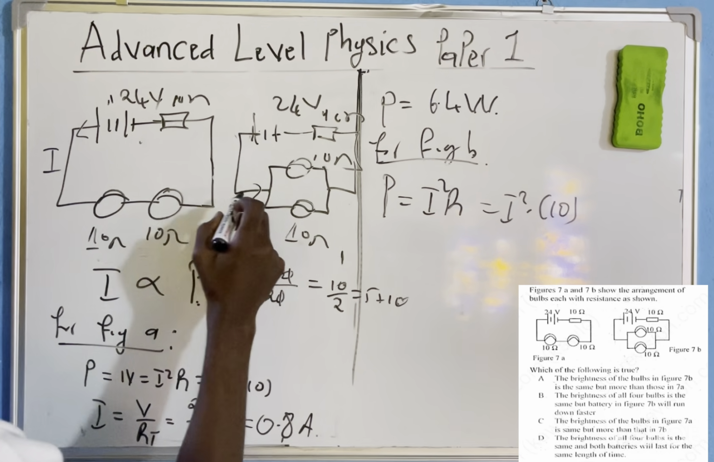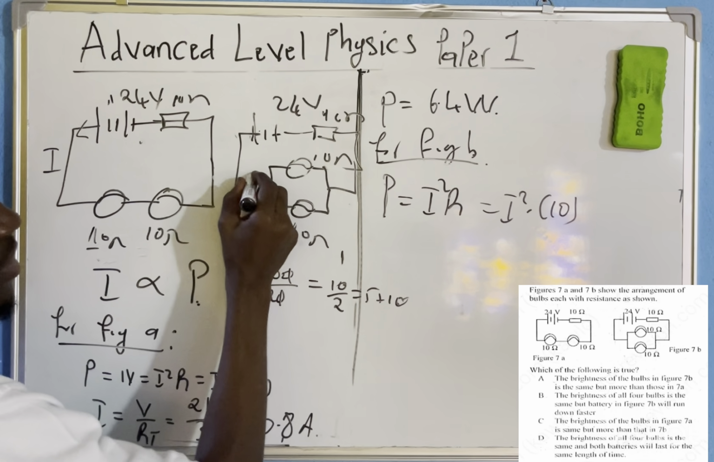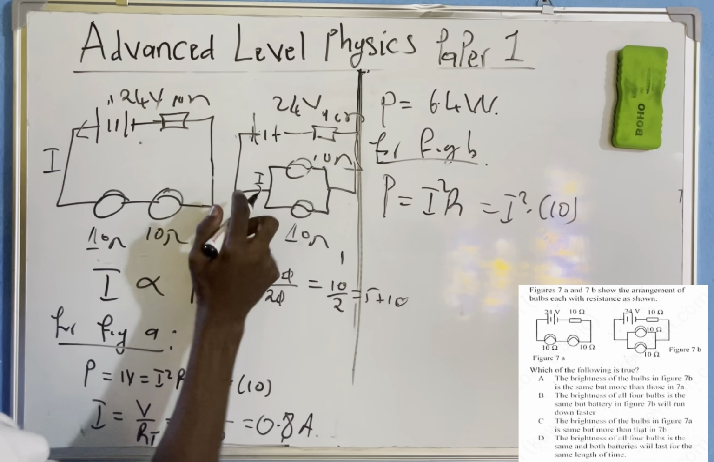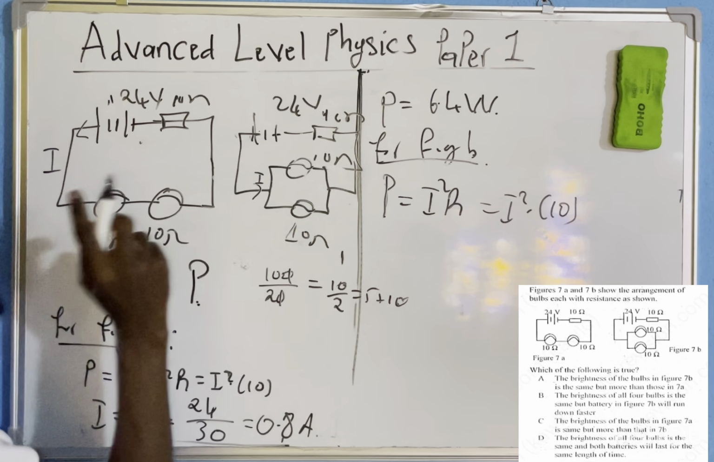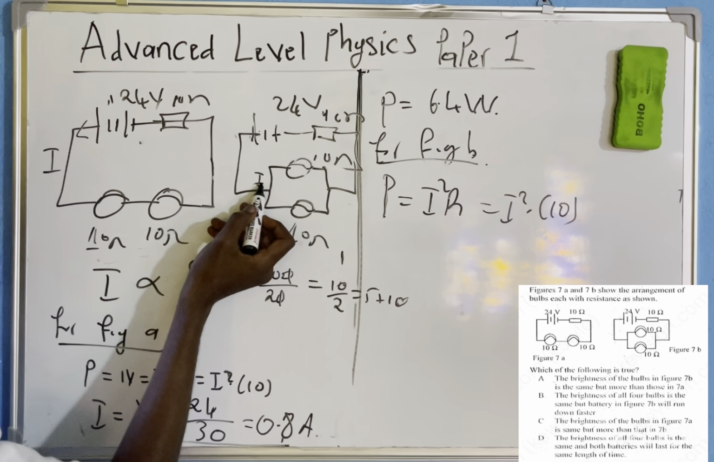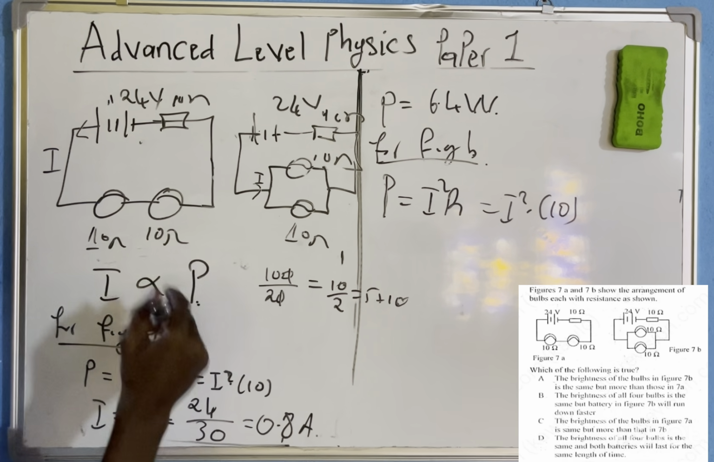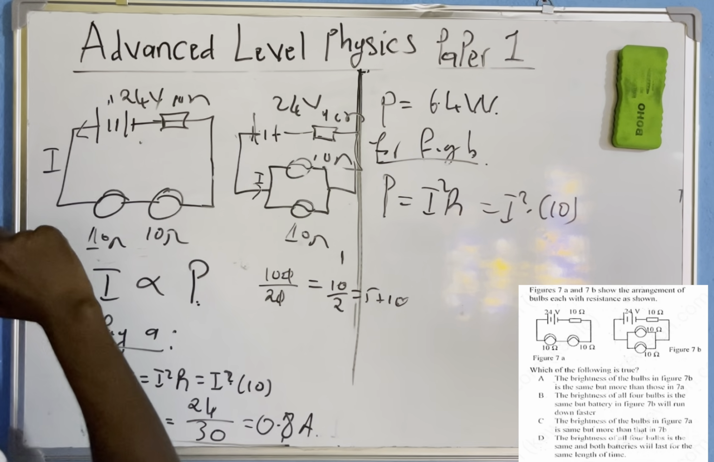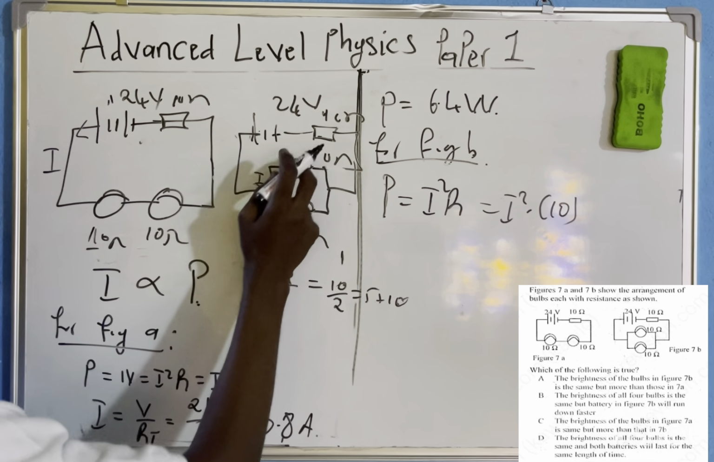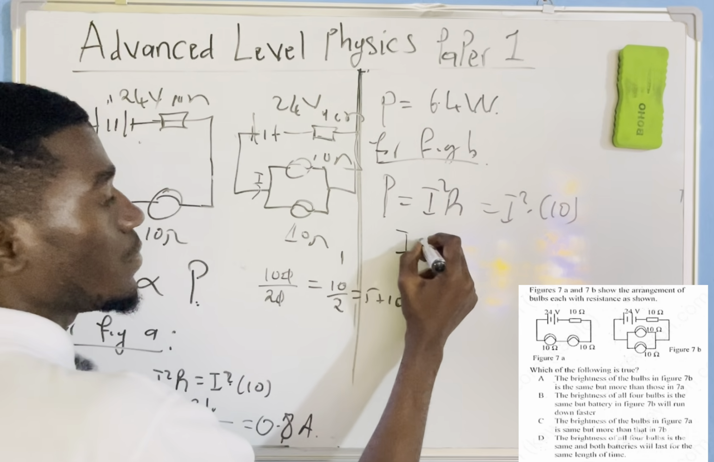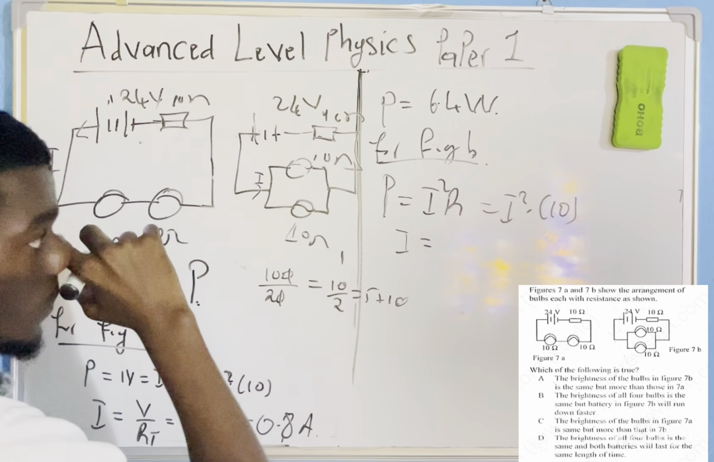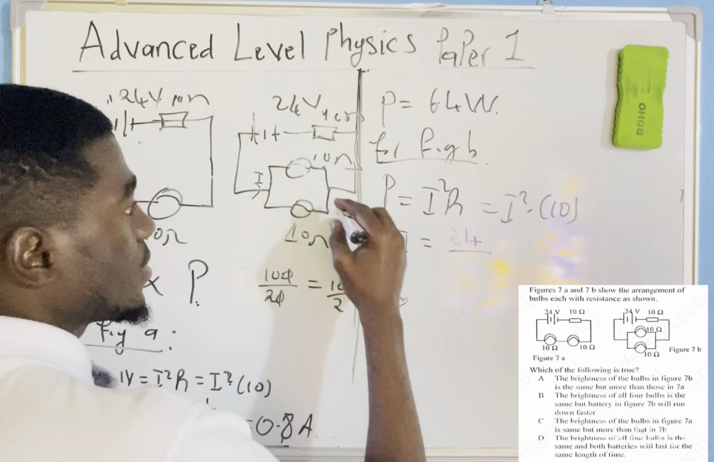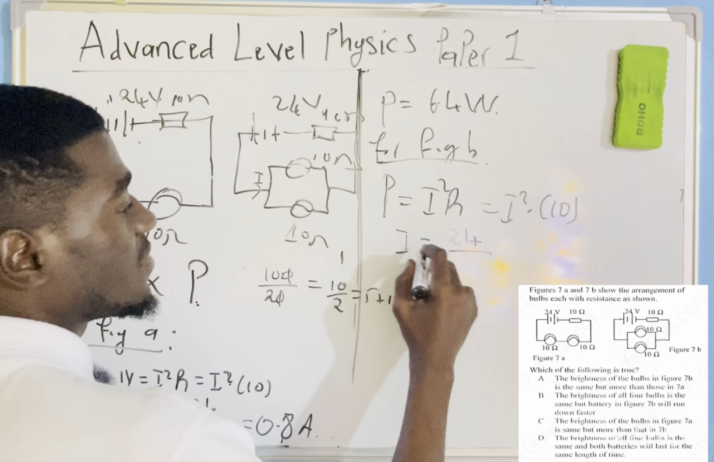Now, if I calculate the current reaching here, I will divide it by 2, because the current reaching here is divided into 2 equal parts since they have the same resistance. So first of all, calculate the current reaching here. The current reaching here should be the current flowing in the circuit, the current coming from the battery before dividing into 2. To calculate that current, I will simply take 24 divided by the total resistance.